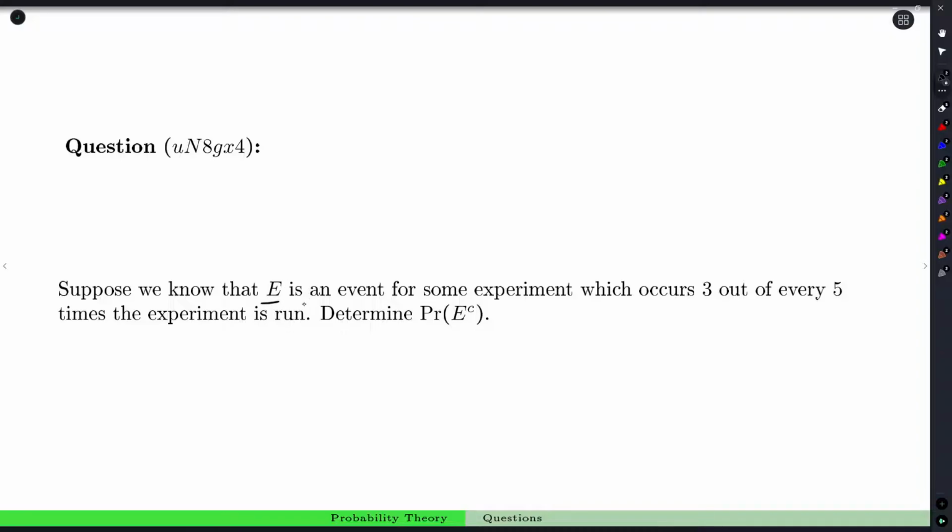Suppose we know that E is an event for some experiment, and that E occurs 3 out of every 5 times the experiment is run. Determine the probability of E complement.